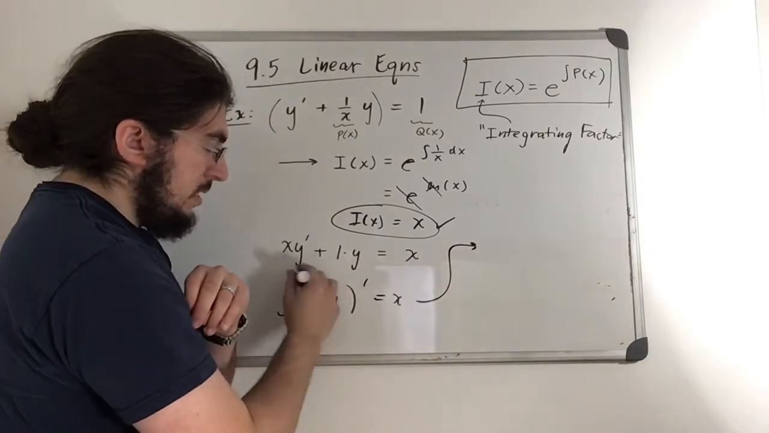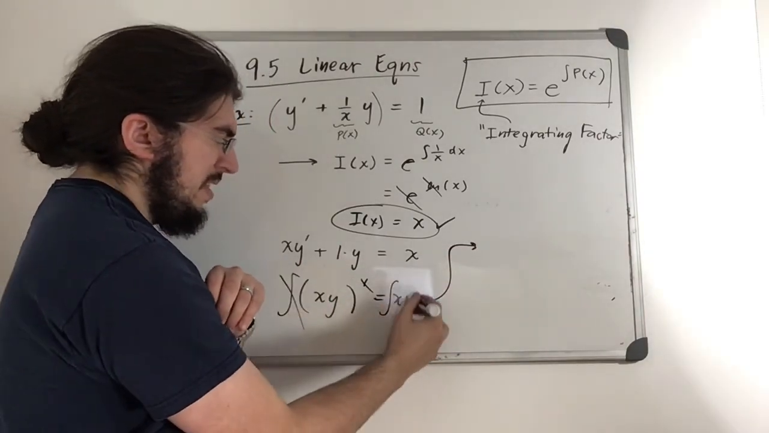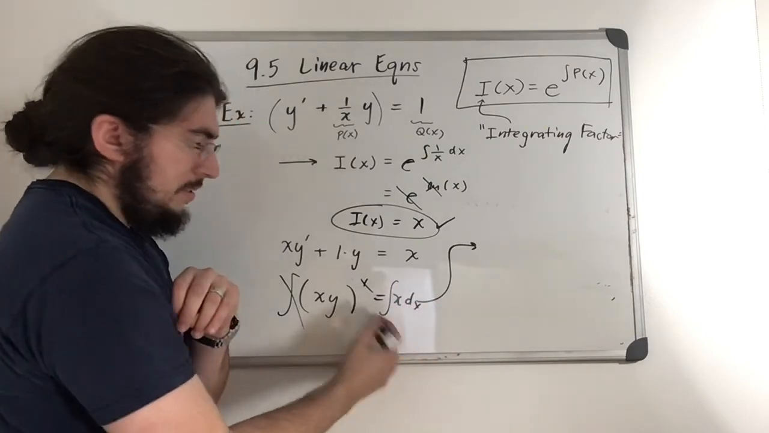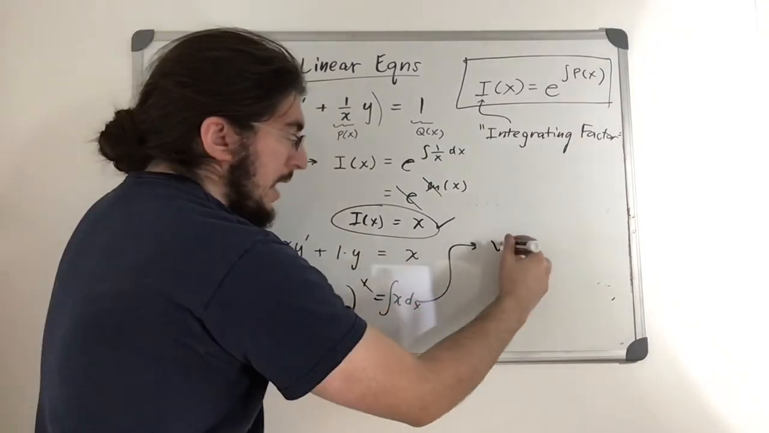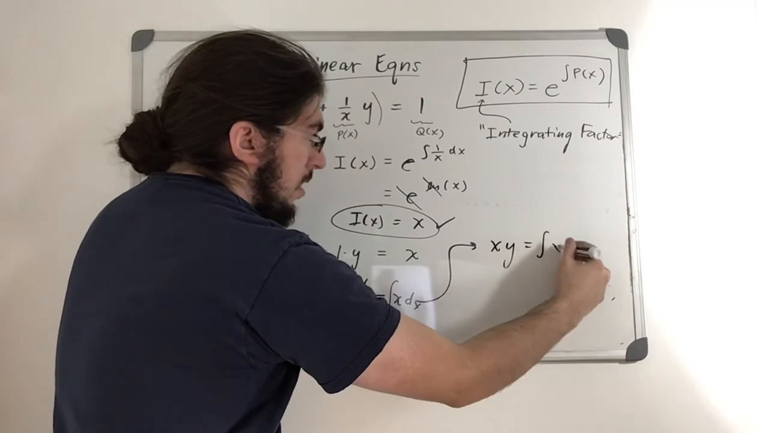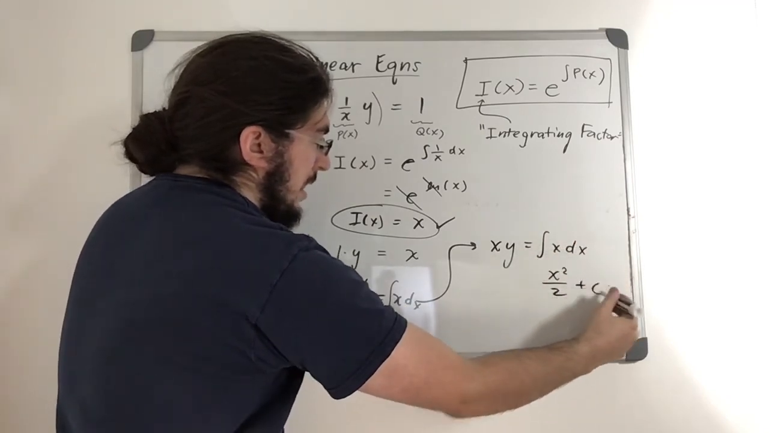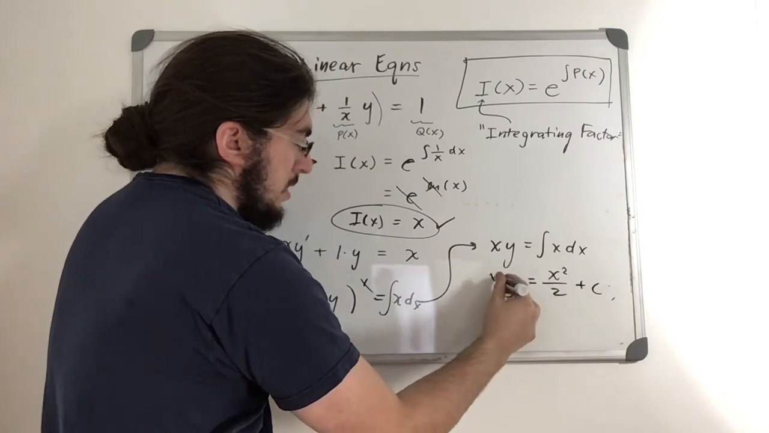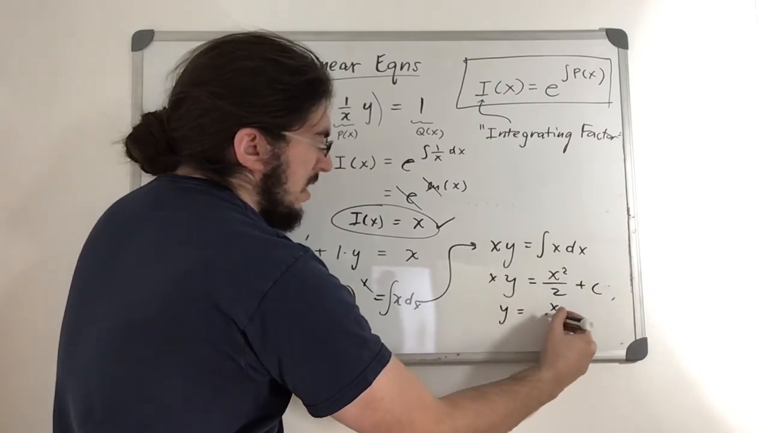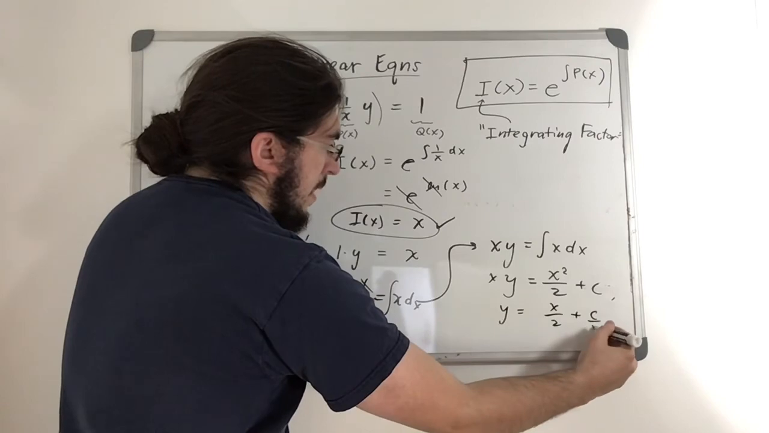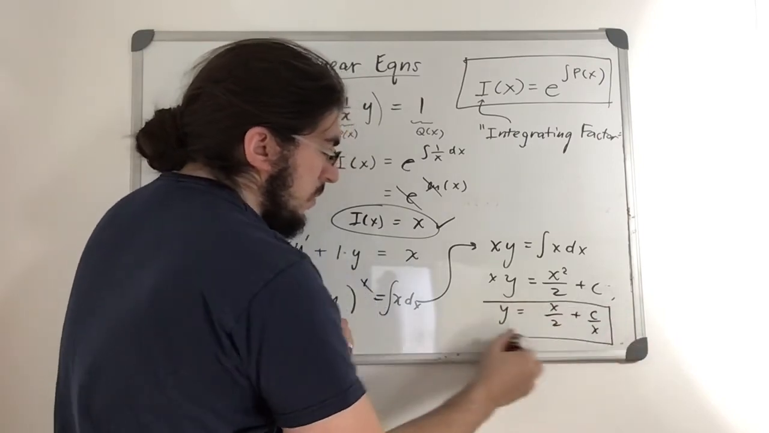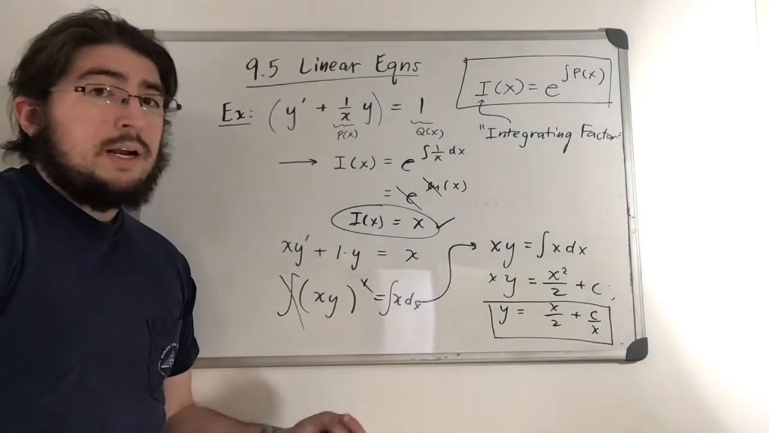Antiderive to get rid of this prime part. dx, I'm not going to write it. And then we get xy is equal to the integral of x dx, which is x squared over 2 plus a constant. And the rest is history. Just divide by x. And again, if there was an initial condition, we could have used that to solve for c, but we're not going to do that here.